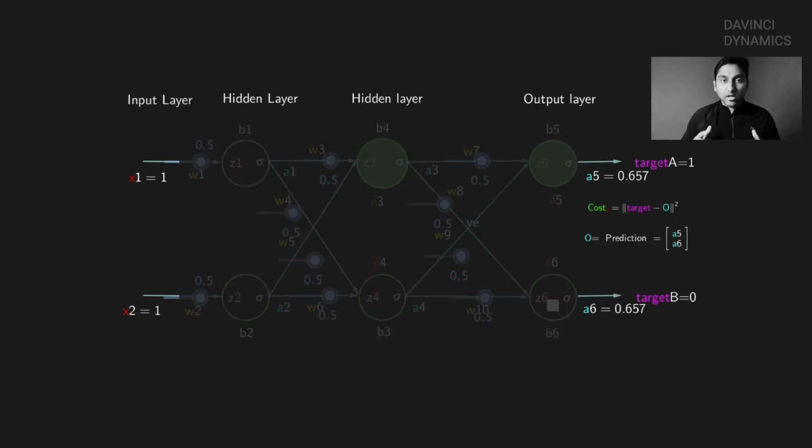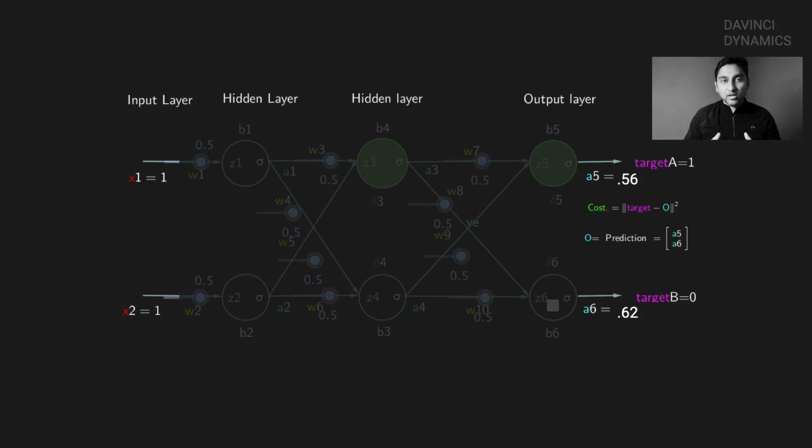Let's talk about the cost function, a crucial component in training a neural network. The cost function quantifies how far off the network's predictions are from the actual target values. The goal of training is to adjust the weights and biases to minimize this cost. In our network, we are using the mean squared error, MSE, as our cost function. The MSE measures the average square difference between the network's predictions and the target outputs.